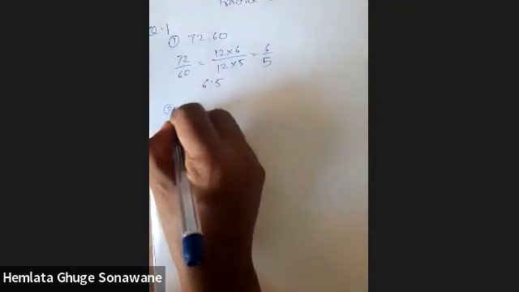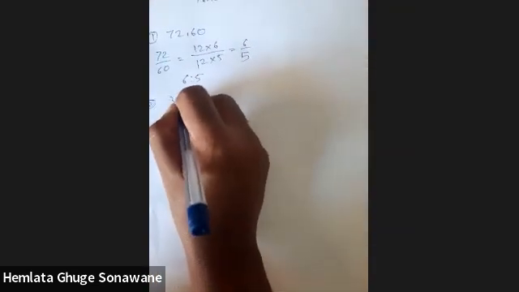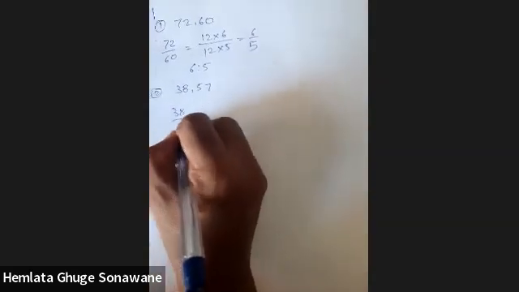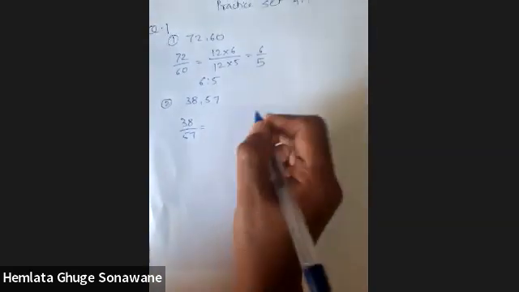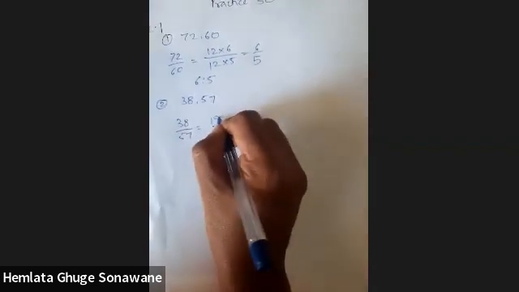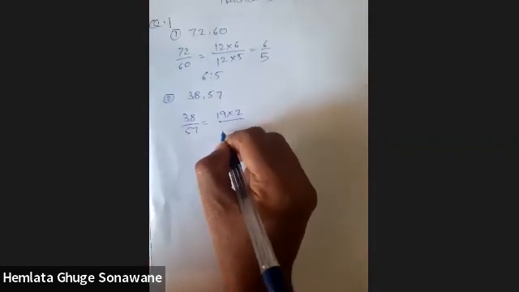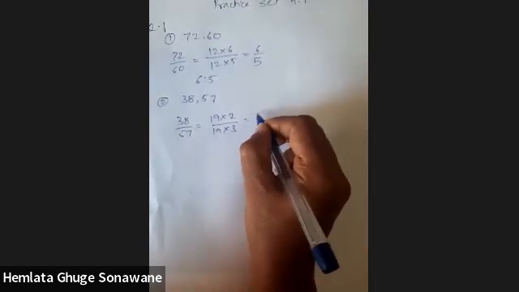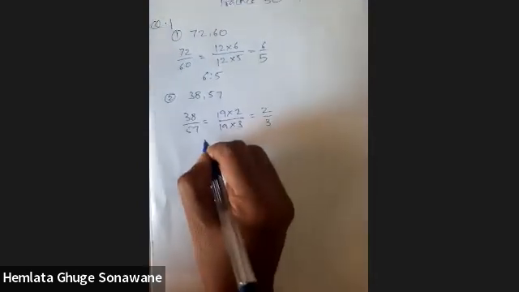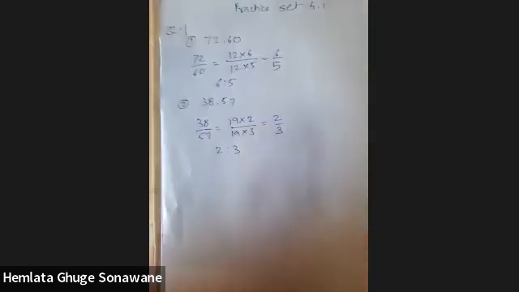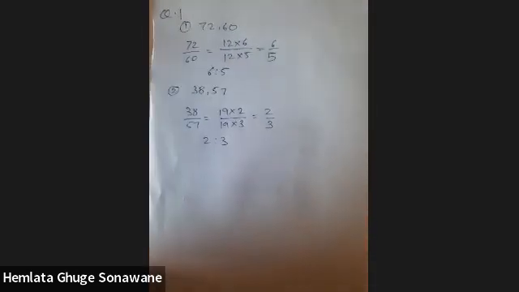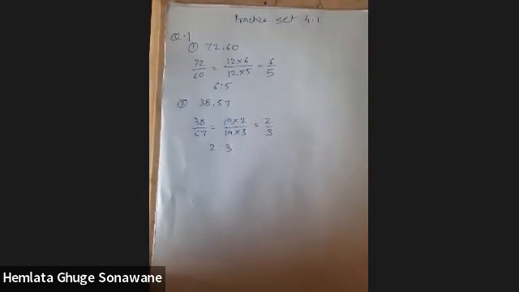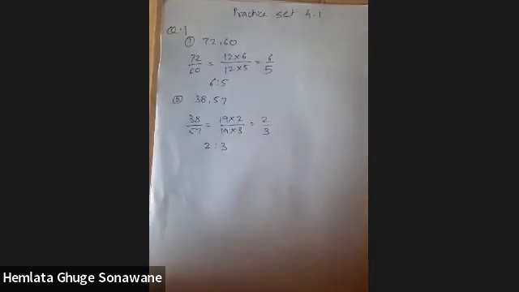Second pair of numbers are 38 and 57. That is 38 upon 57. 19 twos are 38 and 19 threes are 57. So it becomes 2 upon 3. That is 2 as to 3. So the reduced form of numbers 38 and 57 is 2 as to 3.